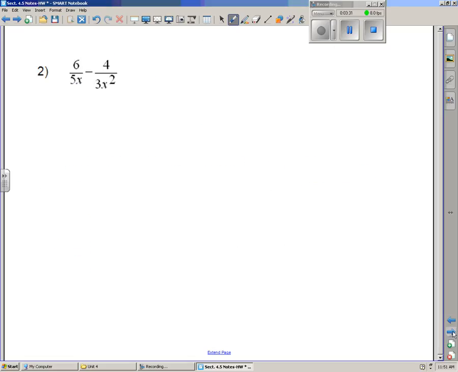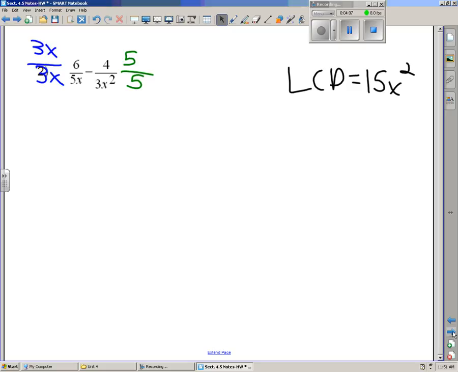If I look at the next problem, I've got 6 over 5x minus 4 over 3x squared. In terms of the numbers, 5 and 3 aren't the same, but they both can turn into 15. x and x squared aren't the same, but they both can turn into x squared. So my least common denominator is 15x squared. So the fraction on the left needs to be multiplied by 3x on the top and bottom, and the fraction on the right just has to be multiplied by 5 on the top and bottom. So my common denominator stays as 15x squared in both fractions.